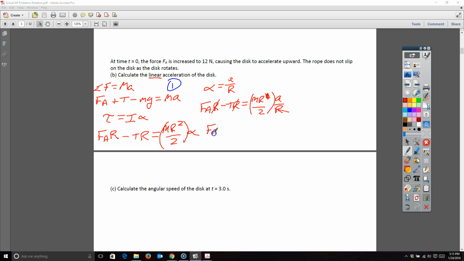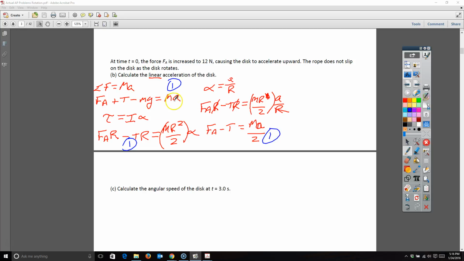And now we have FA minus T is equal to, and now we've got ma, that's m lowercase a, not big A. So mass times acceleration all over 2. So that part is worth 1 point. So we've got 1 point here. We've got 1 point for these two. We've got 1 point for recognizing all of this.